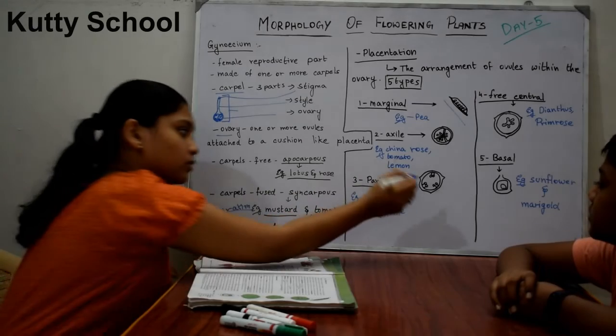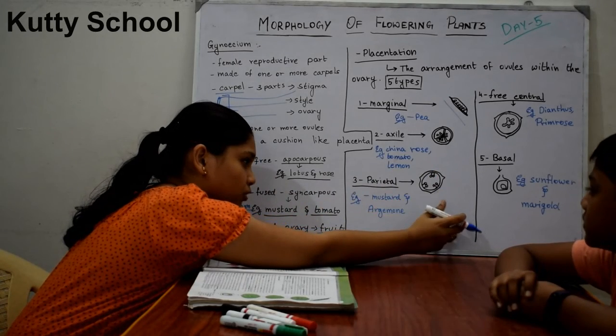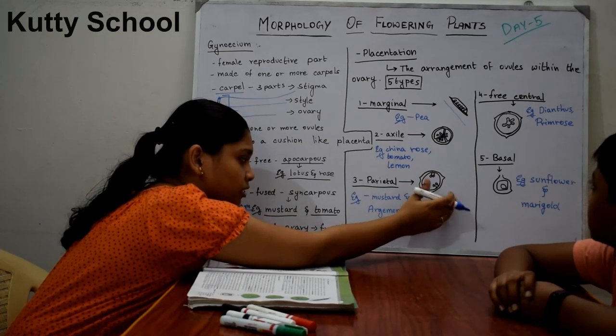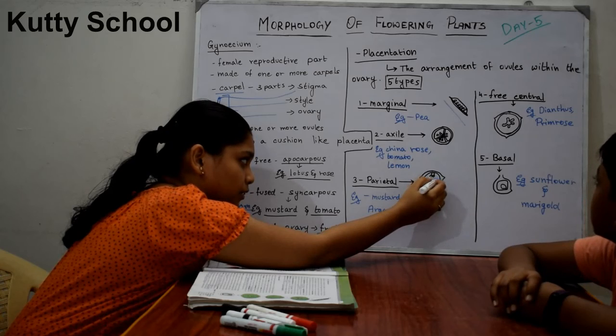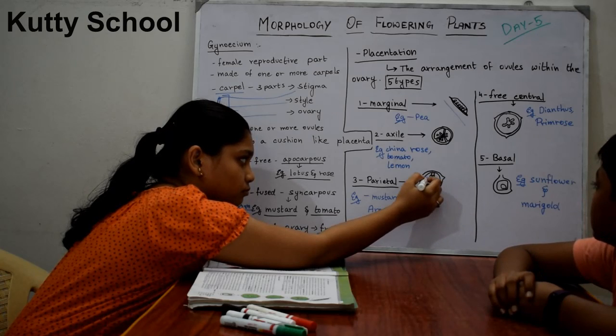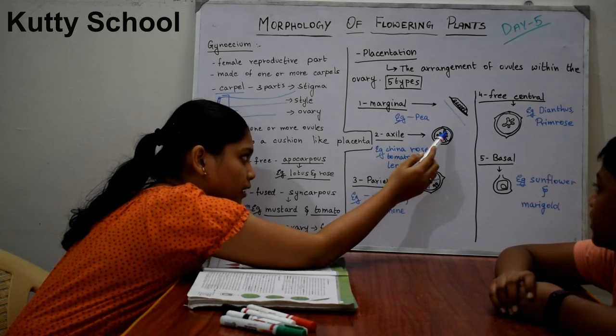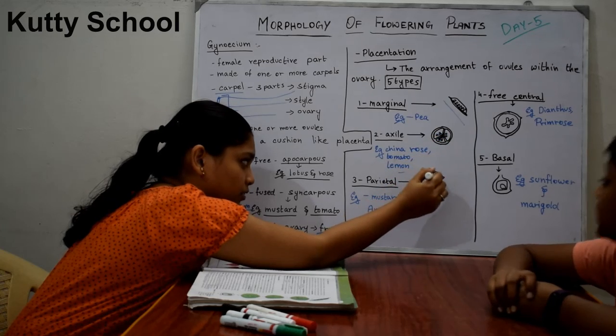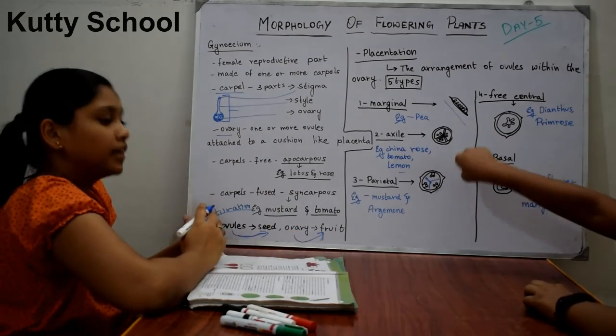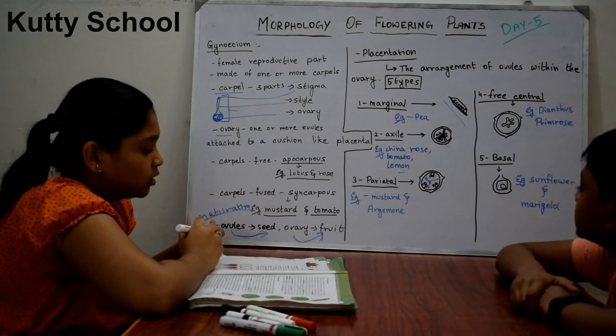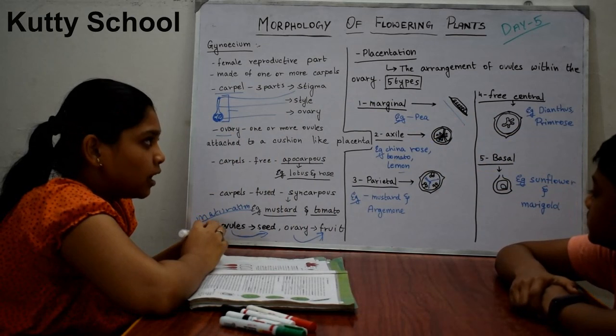So this is generally one chambered. No chambers are available, but after some time they will become chambers, with a septum. In lemon the ovules are at the center, but here they are at the sides. So examples are mustard and argemone.